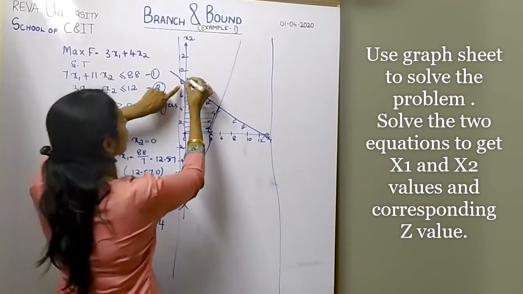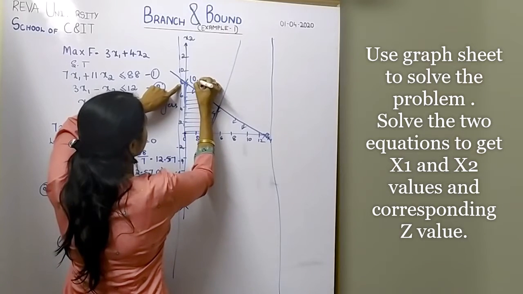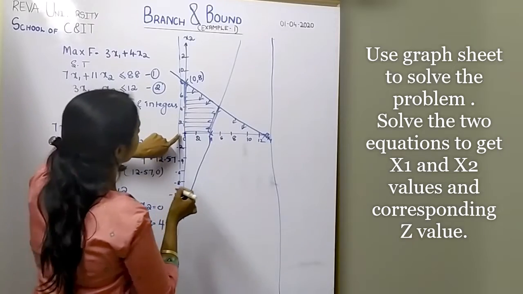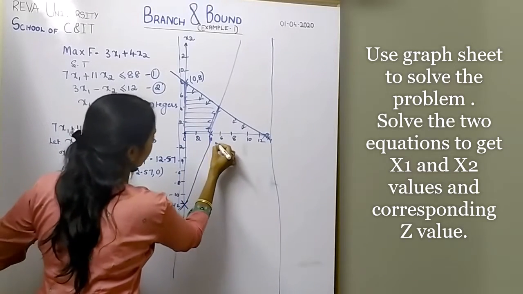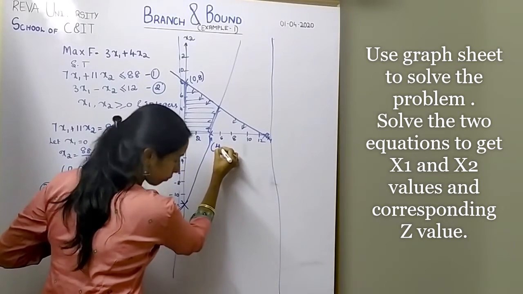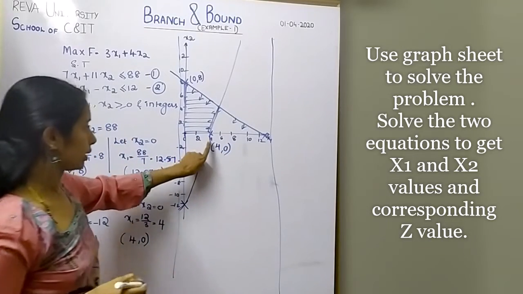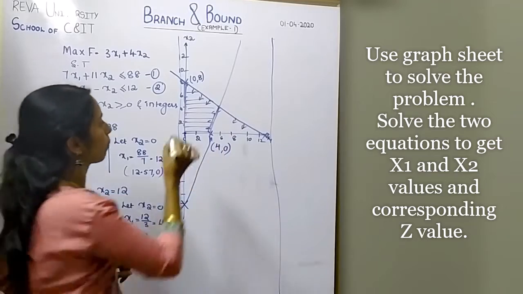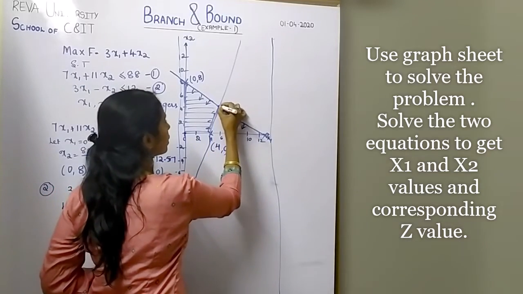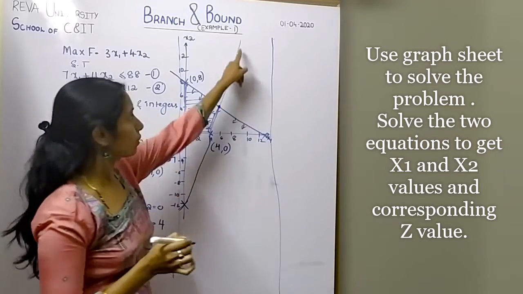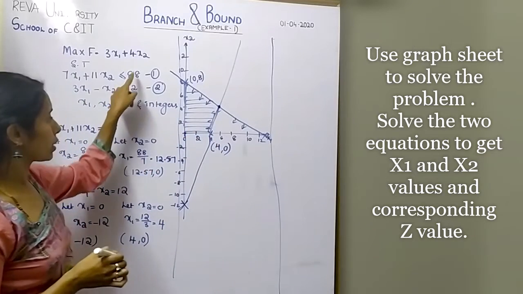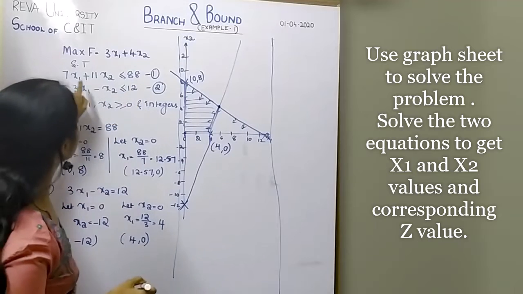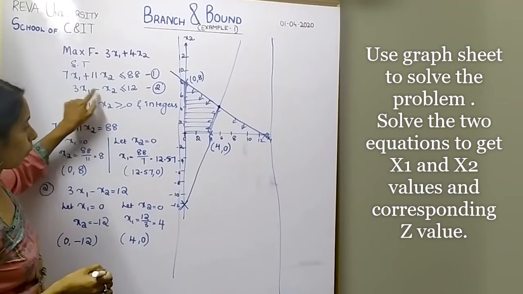What is the point here? x1 is 0, x2 is 8. And here what is the point? 0, 0. And here the point is 4, 0: x1 is 4, x2 is 0. What is the point here? This is the intersection of these two equations. To find the value here, you can solve these two equations.